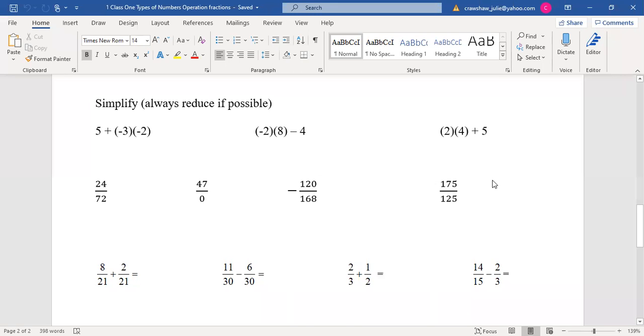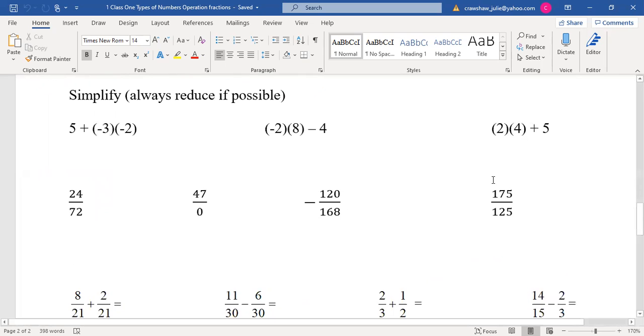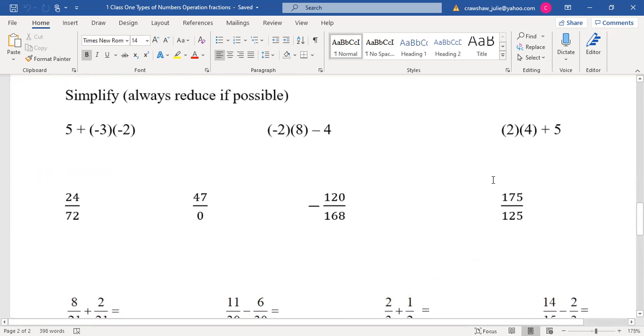Students, this video lesson is about simplifying expressions. Expressions are simply a mathematical statement that does not have an equal sign. For these particular expressions, we're going to utilize the order of operations. So my first expression is 5 plus -3 times -2.